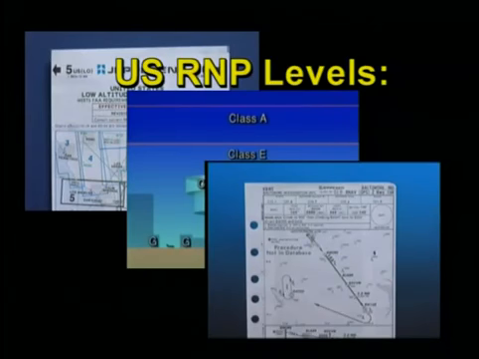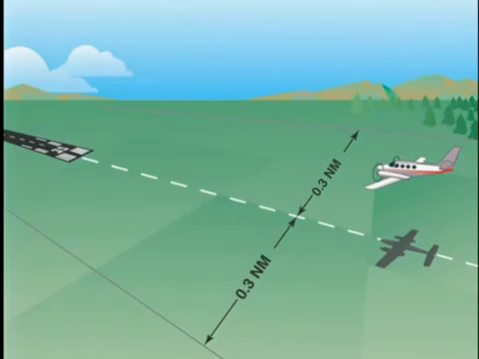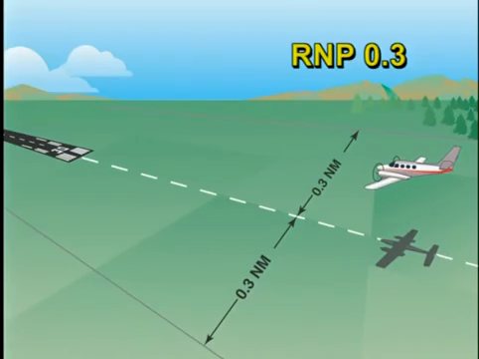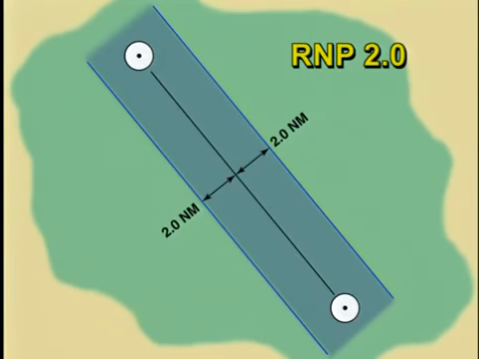Currently, in the United States, there are 3 RNP levels: 0.3, 1.0, and 2.0, but additional RNP levels will be added. RNP 0.3 represents a distance of 0.3 nautical miles, or 3/10 of a nautical mile, on either side of a specified center line. At the present time, a 0.3 RNP level is the highest level. An example of this RNP level is the specific performance required on the final approach segment of an instrument approach. An RNP level of 1.0 is typical of that used to define a terminal route. And an RNP level of 2.0 is the width typically used for en route operations.